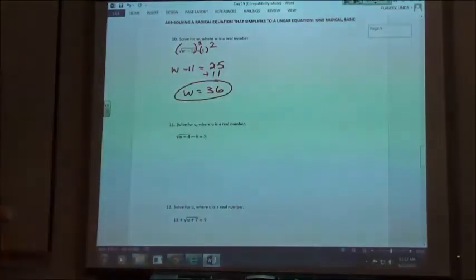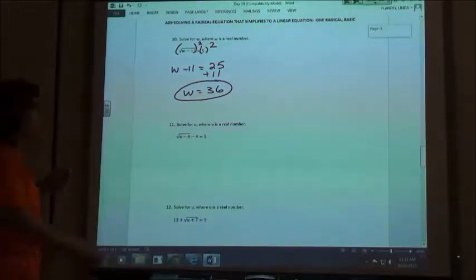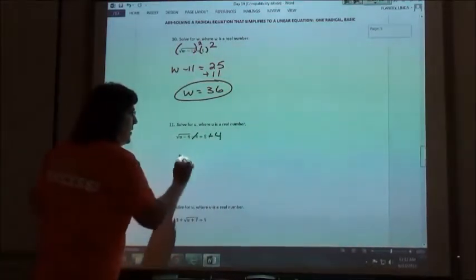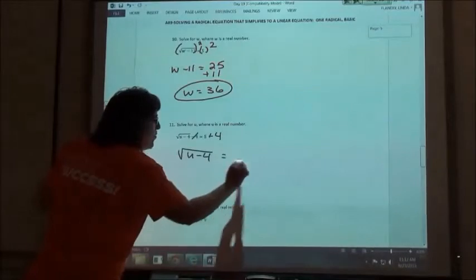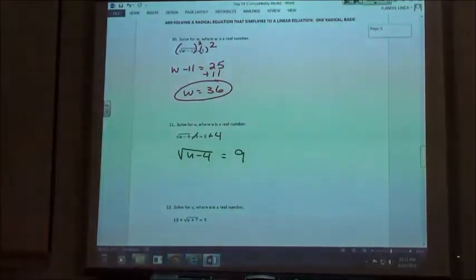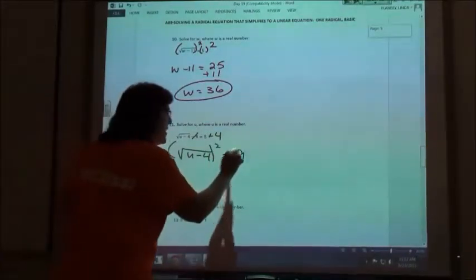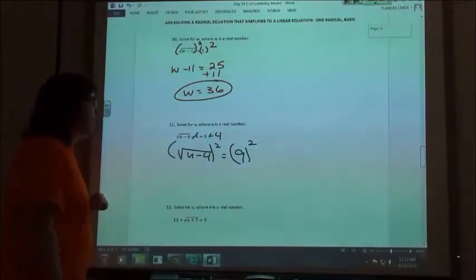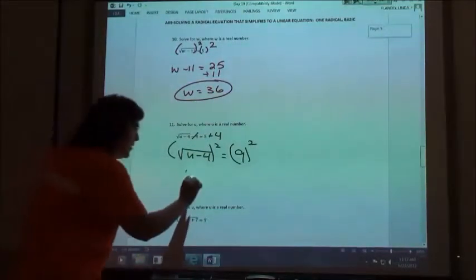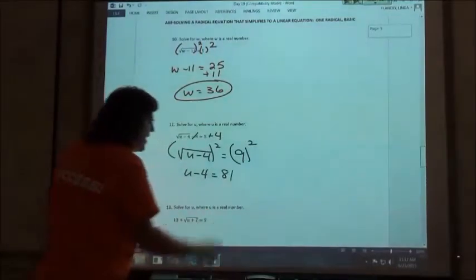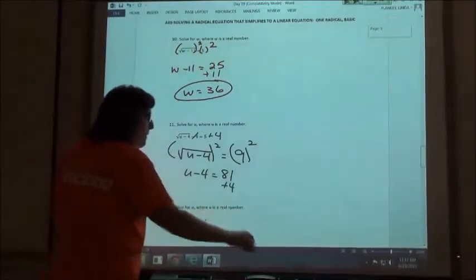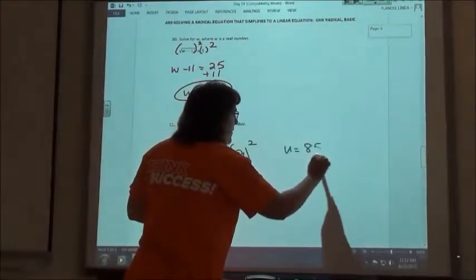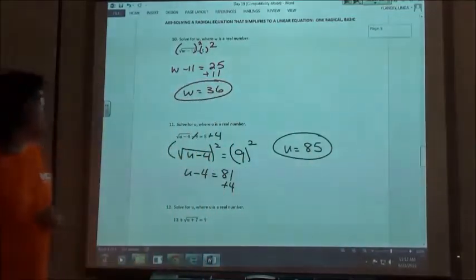So when we do number 11, the square root is not by itself. We have to get it by itself first. We're going to go ahead and add our 4 and say the square root of u minus 4 equals 9. Now that I have the square root by itself, I can square both sides. If I square both sides, what am I going to get? U minus 4 equals 81. So if I add my 4, U is going to equal 85.